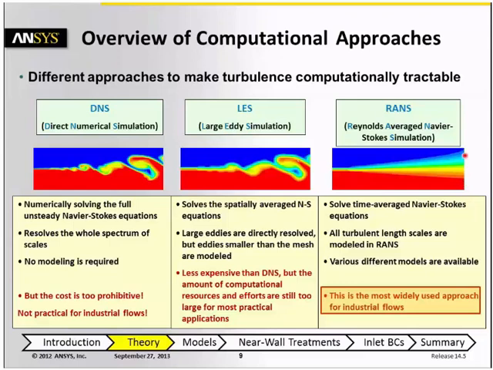This is the most widely used approach for modeling industrial flows, and Fluent also has a lot of different models available for RANS modeling, and this is what we'll talk about next.